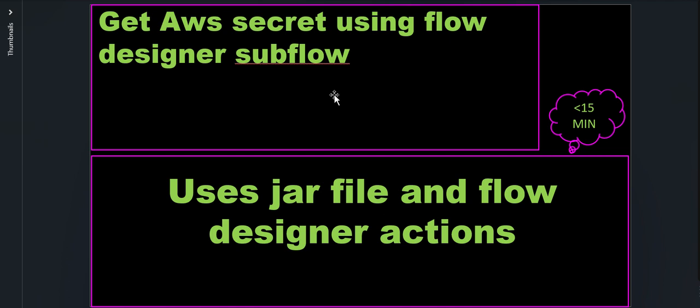Welcome to this video on how to get an AWS secret using a Flow Designer Subflow. As part of this video, I'll demonstrate the subflow which is created. This is an extension to the previous work we have been doing on trying to read AWS data from ServiceNow, where we have already built a jar file which is doing all the work. I'll quickly do a recap of the jar file, execute that, and then show the subflow and its execution. The code is available on GitHub and also on ServiceNow Share.